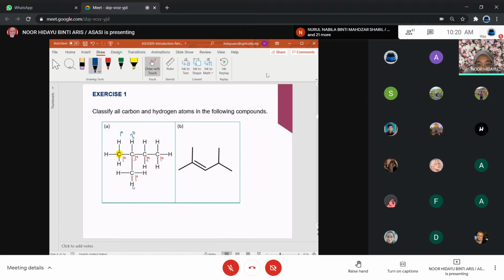Bawah, satu. Sebelah, dua. Yang ni, satu. Okay. So basically hydrogen will follow the carbon. Right, good. Thank you.